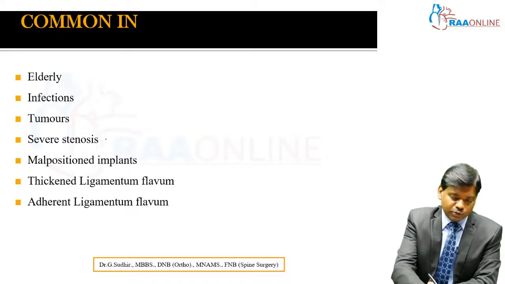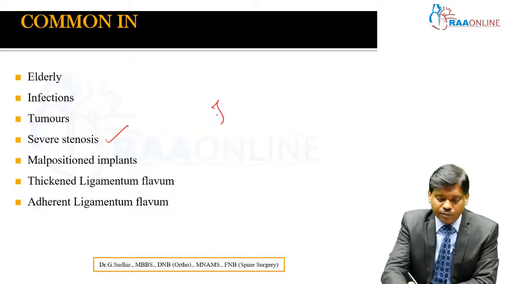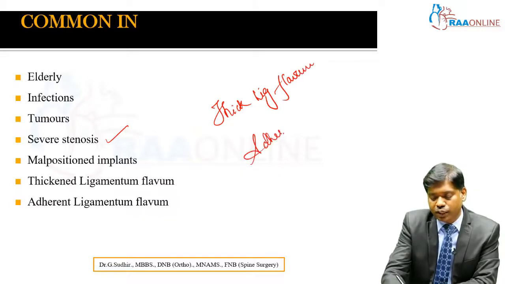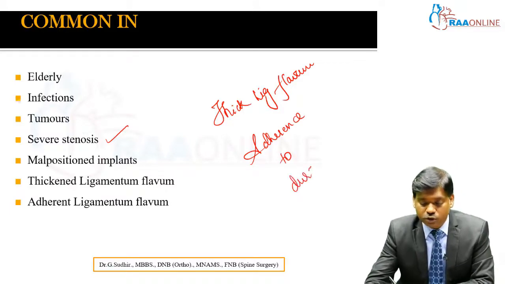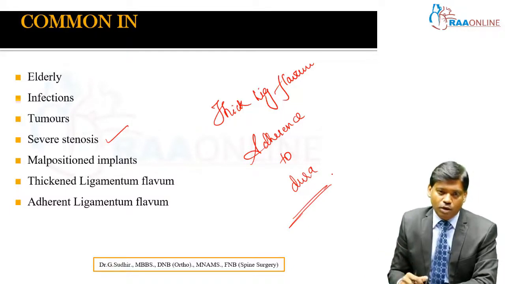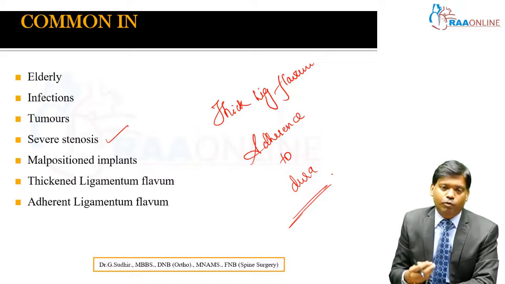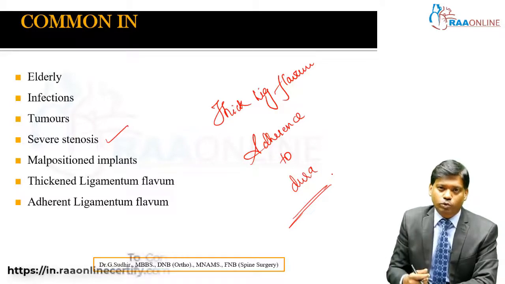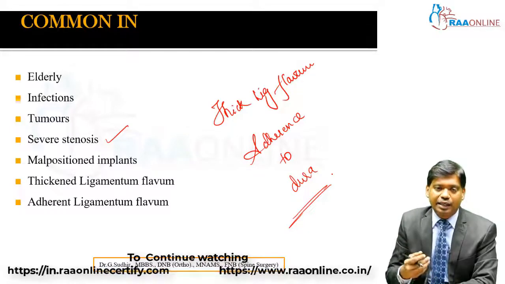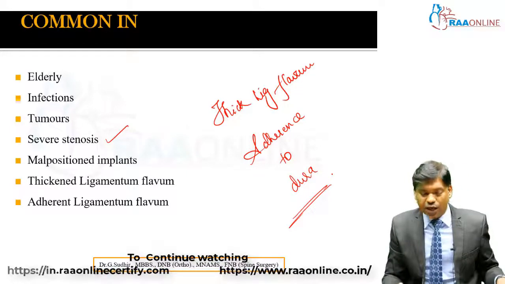Severe stenosis, as we already discussed, results in thick ligamentum flavum, and this thick ligamentum flavum can be adherent to the dura. This adherence of the ligamentum flavum to the dura can cause dural tear when we are trying to decompress the dura or the spinal cord. Malpositioned implants, for example a malpositioned spinal pedicle screw. When you are inserting a pedicle screw, it can breach the medial wall of the pedicle and enter into the spinal canal and damage the dura. Again, thickened and adherent ligamentum flavum.